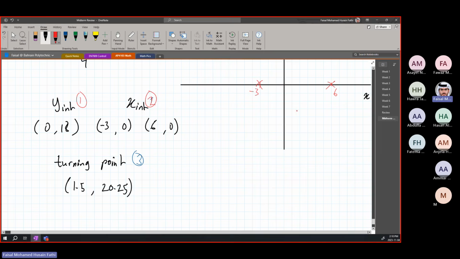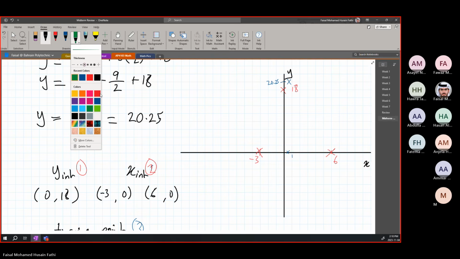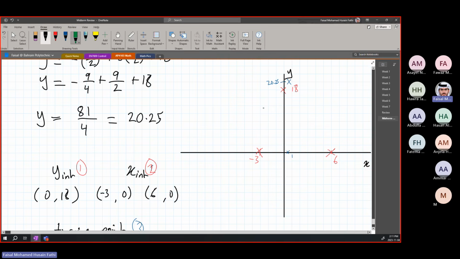Our turning point is 1.5. So roughly, let's say it's just 1 second. You could say 1.5 is here in the middle because this is 1. And then 20.25 is going to be a bit higher than this. So let's say around here. Then this is 20.25. So our turning point is going to be somewhere roughly around here. And now we can just draw the graph.